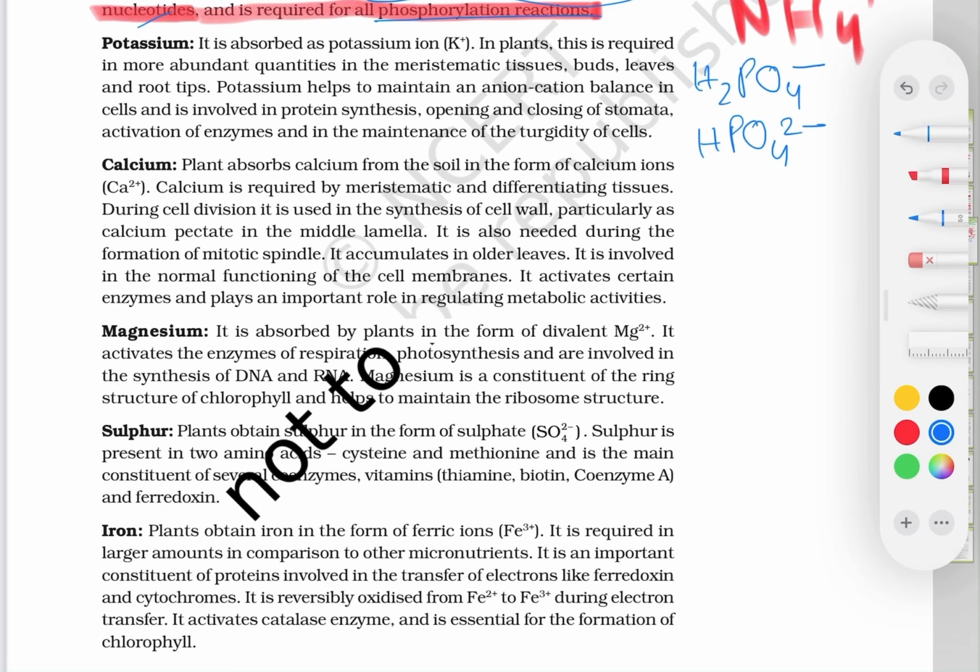Alright. Now coming to potassium. Potassium is absorbed in the form of K plus ions in plants and is required in more abundant quantities in the meristematic tissue.